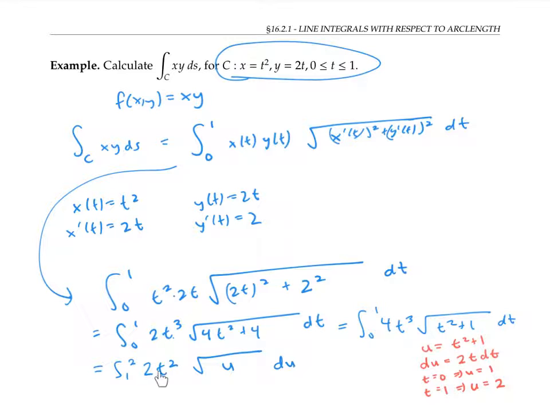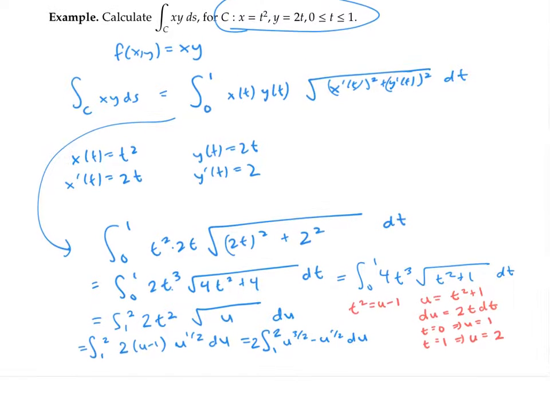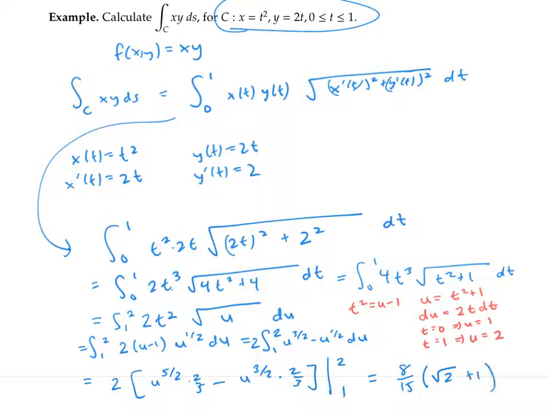Now I need to convert this t squared into u, but that's not hard at all, because I know that t squared is u minus 1. So I can rewrite this as the integral of 2 (u minus 1) times u to the 1/2 du, and then if I simplify, that becomes twice u to the 5/2 times 2/5 minus u to the 3/2 times 2/3, evaluated from 1 to 2. After a little arithmetic, that becomes 8/15 times the square root of 2 plus 1.